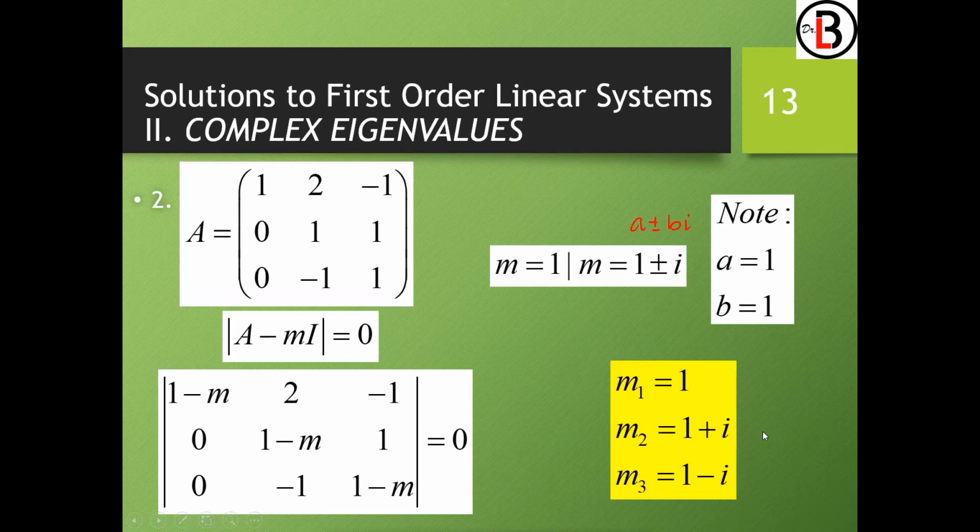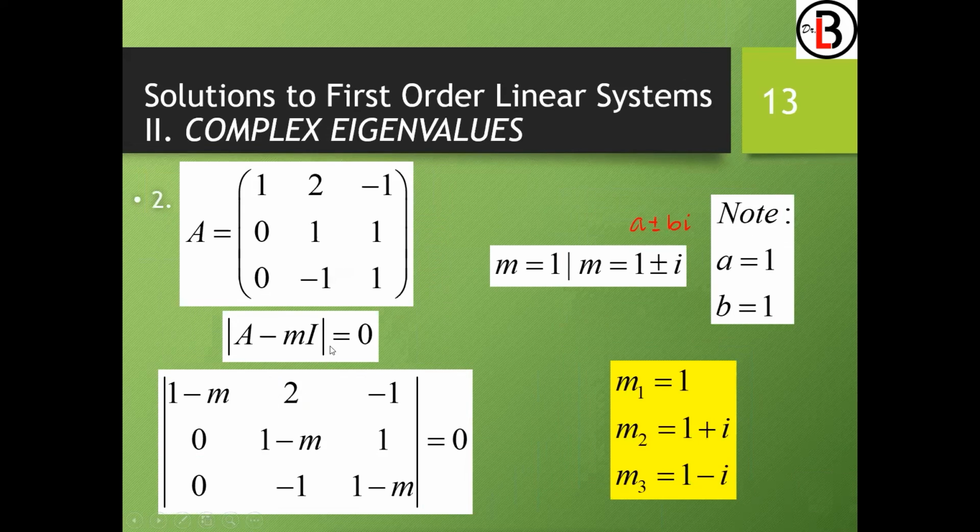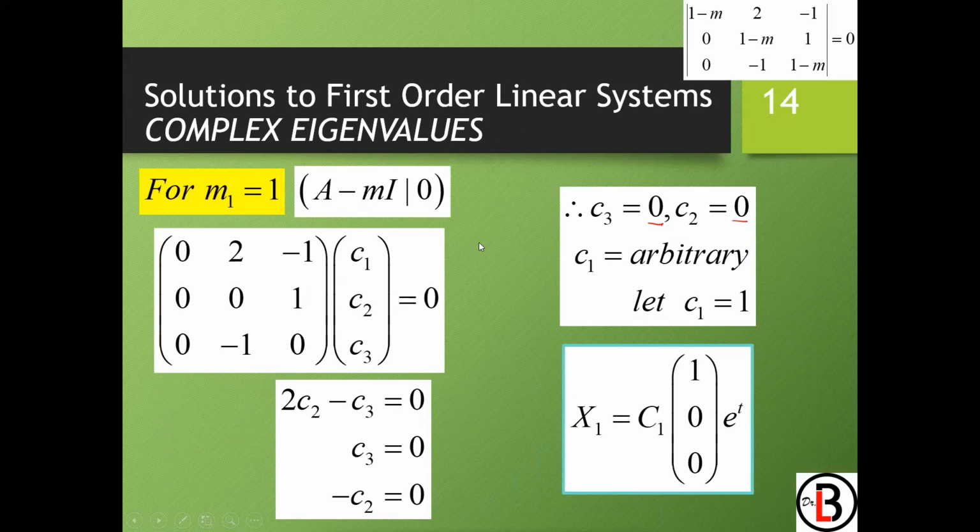So what's the next step then? Still the same, apply the same concept. So for m equals 1, substitute that in the, what do you call this one? This one is actually an augmented matrix, with a vertical line, right? So A minus mI, times C1, C2, C3 equals 0. This is the characteristic equation. But if it's just this, it's an auxiliary equation. All right. So with this, m equals 1, no problem. This is how we solved it earlier.